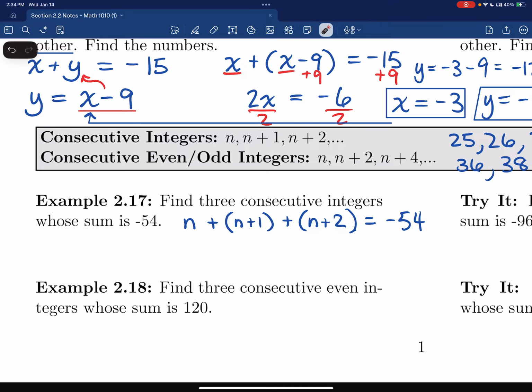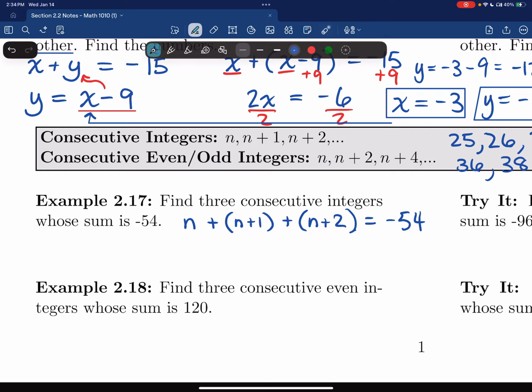So I don't know what the integers are, but I know the first one, I can call it n. The next consecutive integer would be that same number plus 1. And the integer after would be that original value plus 2. So n plus 1 plus n plus 2, right? I'm summing them together, all 3 of these consecutive integers, and they equal negative 54.